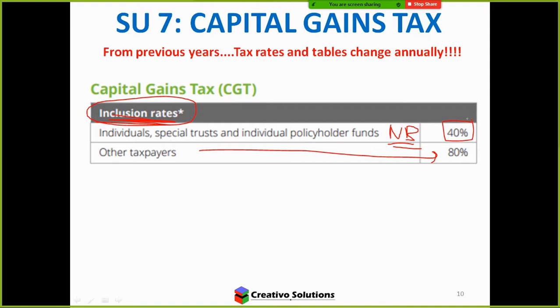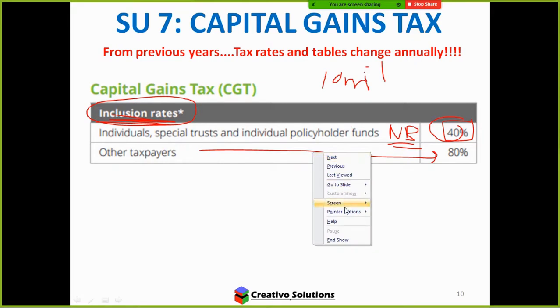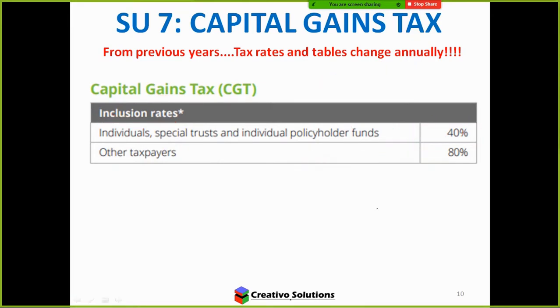So if the gain is, let's say, you make a capital gain of 10 million, 40% of that gain will be included as part of the taxable capital gain portion. Does that make sense? So you don't pay tax on the whole 10 million. If you're an individual, remember the inclusion rates?